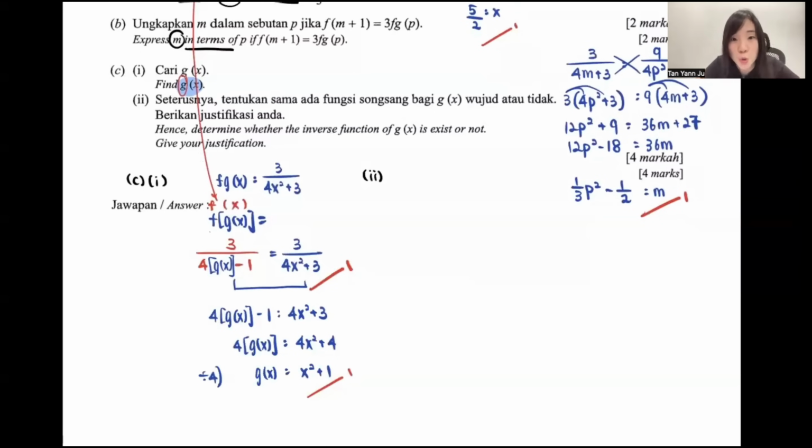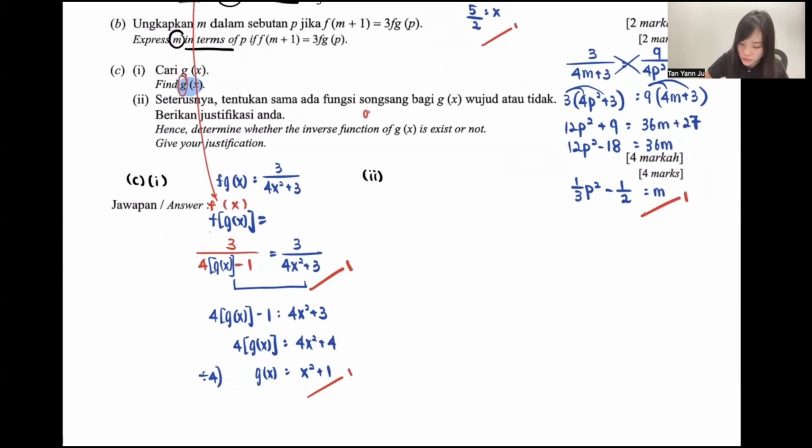Next, C2. C2, they say hence, therefore. Determine whether the inverse function of g(x) exists or not. Give your justification. So guys, they're asking you whether there is an inverse function or not. So don't tell me, teacher, let y, start from single y, end with single x. No. Finding that also doesn't help you to say yes or no. You need to explain, my dear. So how do you explain? I hope your theory is good.